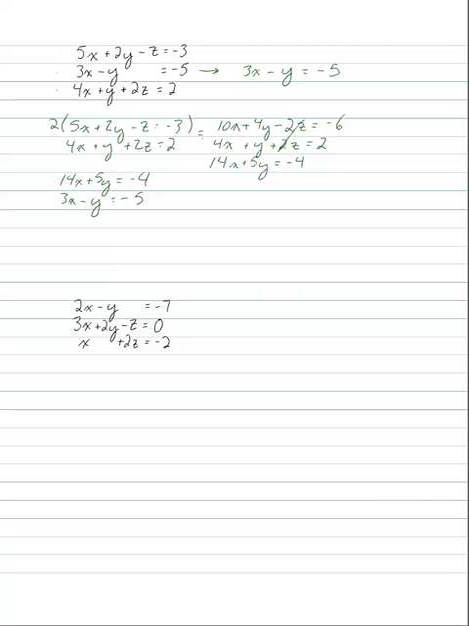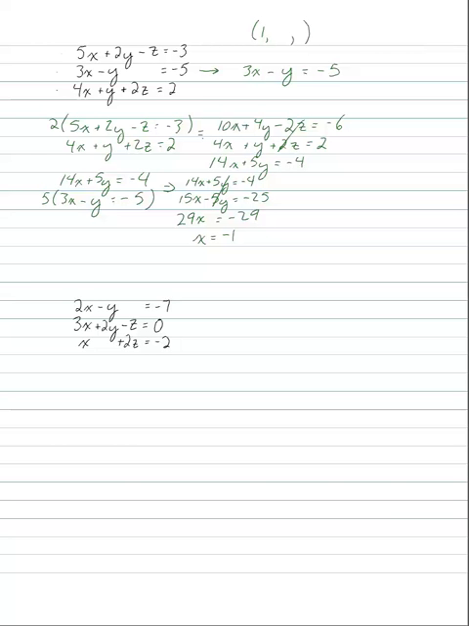So now I can try to eliminate one of these variables. The y looks like it will be the easiest. So I'll multiply my second one by positive 5. So I'll get 14x plus 5y equals negative 4 on the top, didn't change at all. 15x minus 5y equals negative 25. Combine like terms, 29x, check to make sure your y's do cancel, they do, equals negative 29. So x is going to equal negative 1. So I found one of my variables.